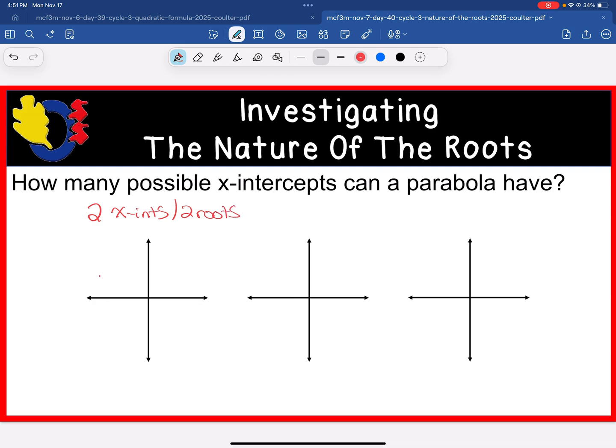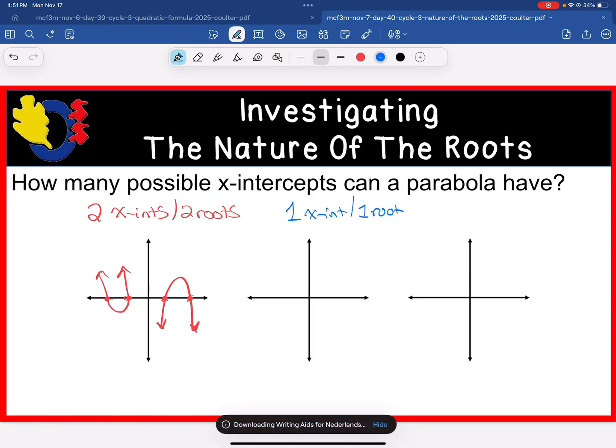So we could have a parabola that opens up and our x-intercepts are there, or we could have a parabola that opens down and we have two x-intercepts there. So that's just an example. Or we could have one x-intercept or root. And we also say that they are real roots. They're part of the real number system.